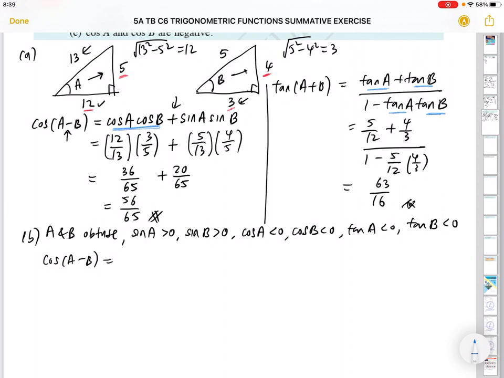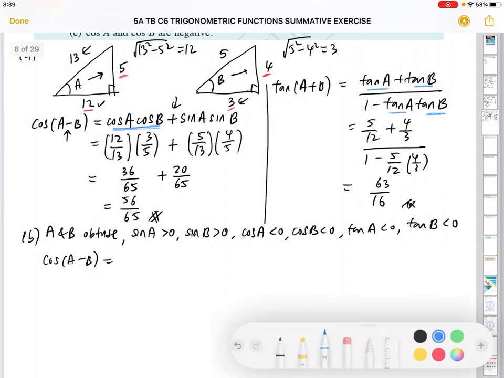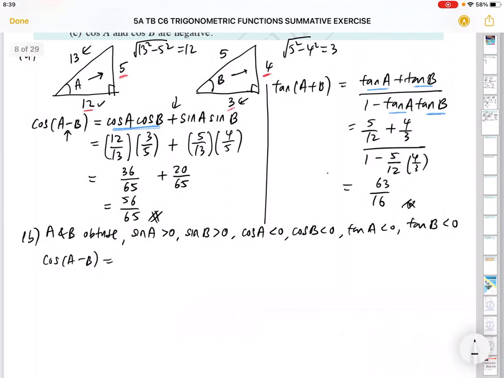So what I'll do is I don't need to copy, I don't want to copy the formula. We know it's cos A cos B, right? So I change this to negative 12 over 13. I change this to negative 3 over 5. Sine A sine B remains the same, 5 over 13 and 4 over 5. Now you notice that negative times negative is going to give us positive.